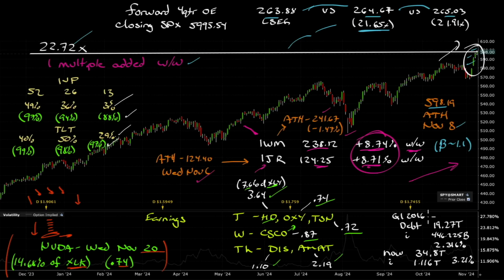In Q1 of 2016, when he stepped into the office, debt was 19.27 trillion and interest payments were 446 billion. That puts a blended interest rate on the debt portfolio of 2.3%. Now he'll be stepping in when the debt is 34.8 trillion. Pause for a moment. That's 8 years, $15 trillion added to the debt in 8 years. Interest payments are now $1.16 trillion, a blended rate of 3.21%.